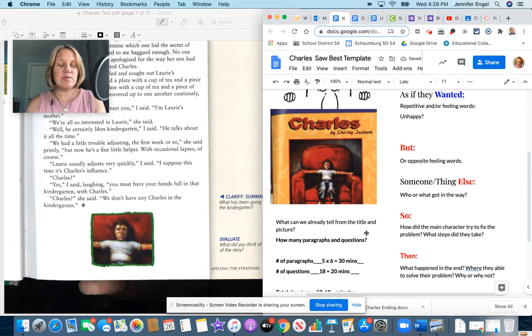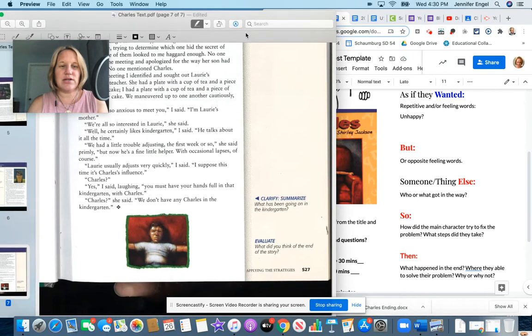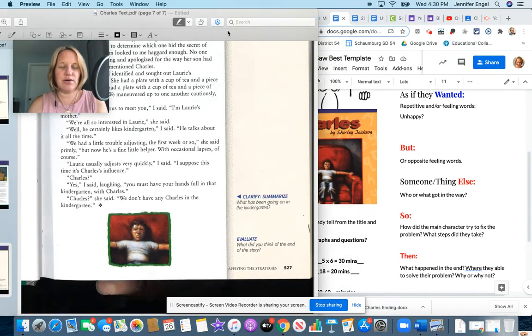So those are some things that we can do before we read to already start to build up our background knowledge. So now what we're going to do is we are going to actually do our shared reading.